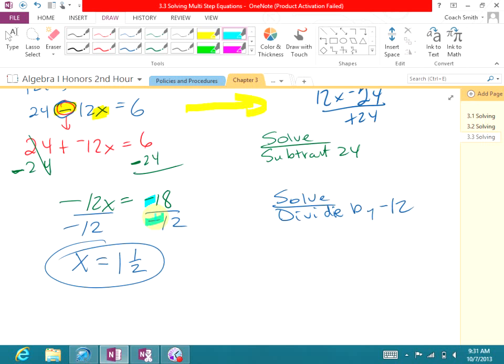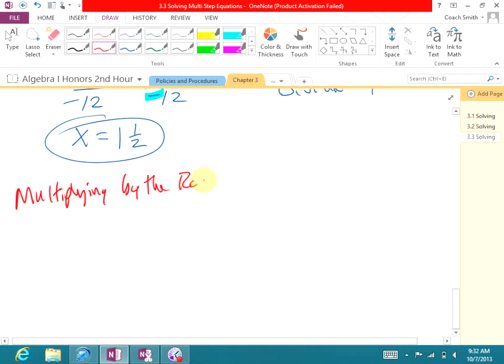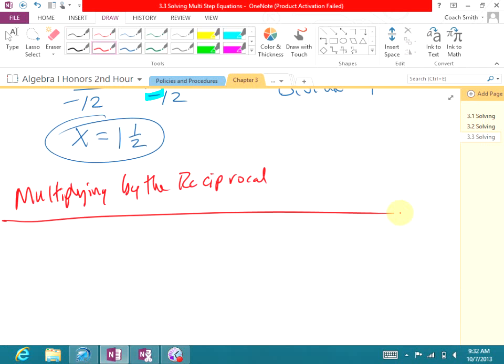All right, now let's talk about multiplying by the reciprocal. Okay, and you're thinking, well, we already multiplied by the reciprocal. Not like I'm talking about. All right. You have this right here. Negative 4 over 9 times 2x minus 4 equal 48.